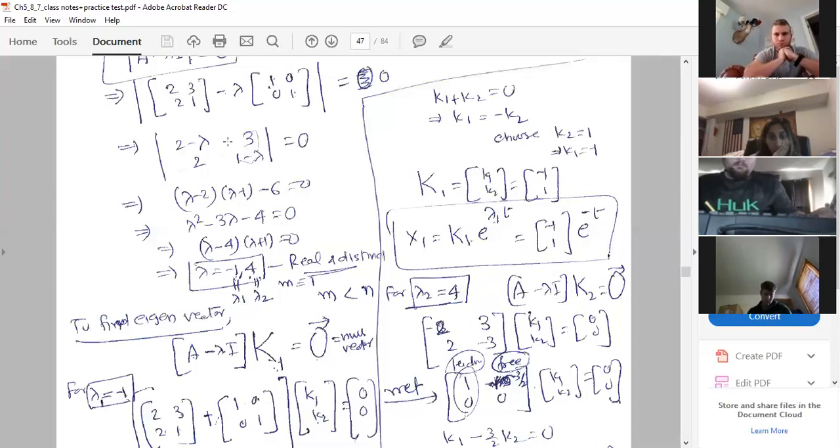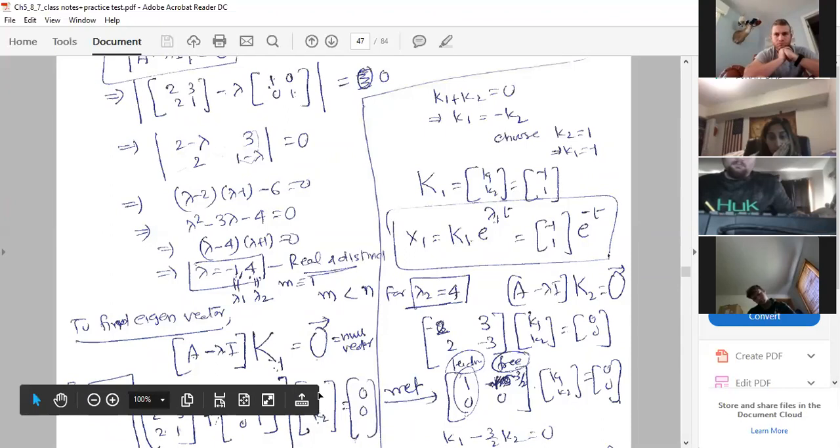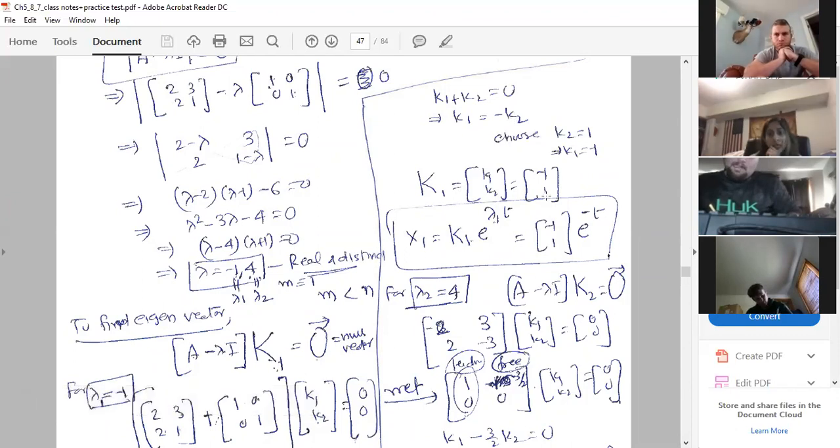My capital K1 stands for the column vector K1, K2. I found my, suppose I choose K2 equal to 1, so my K1 equal to -1. So -1 and 1, that is my eigenvector.